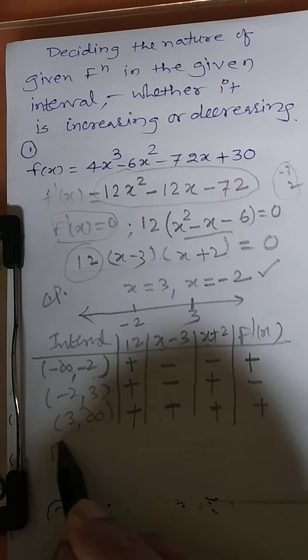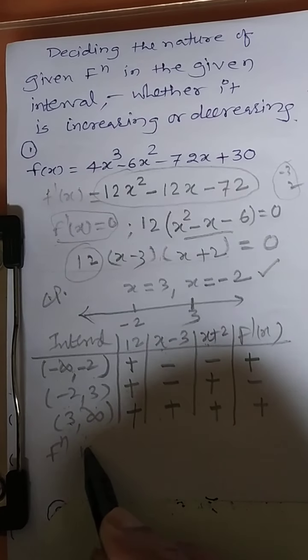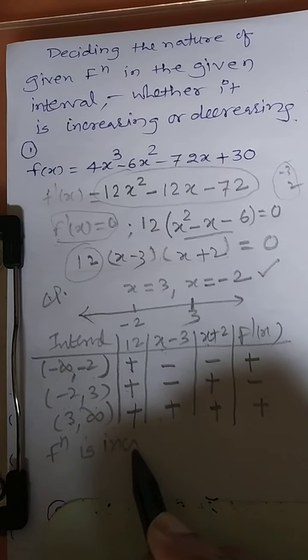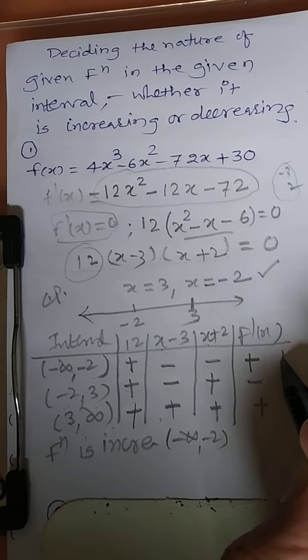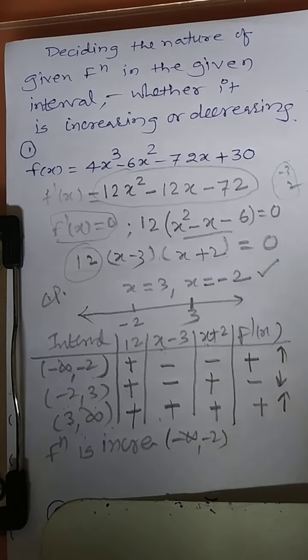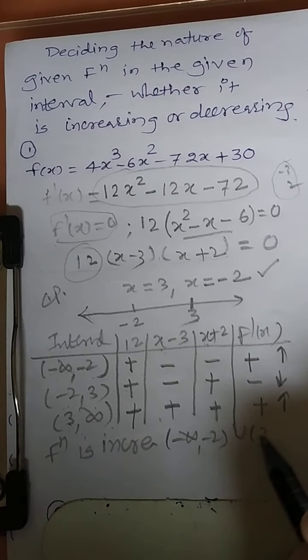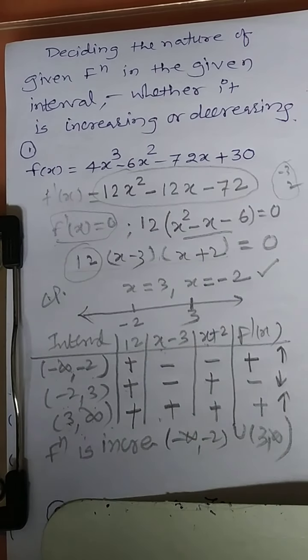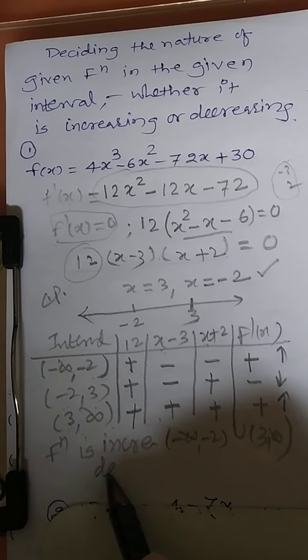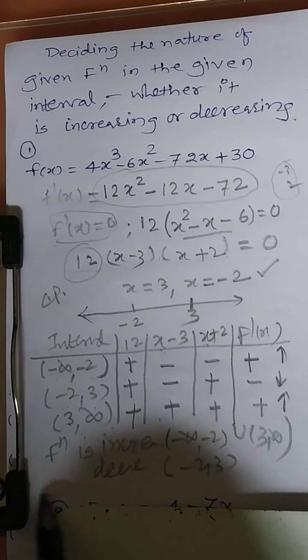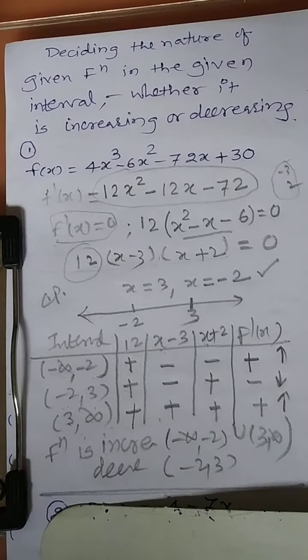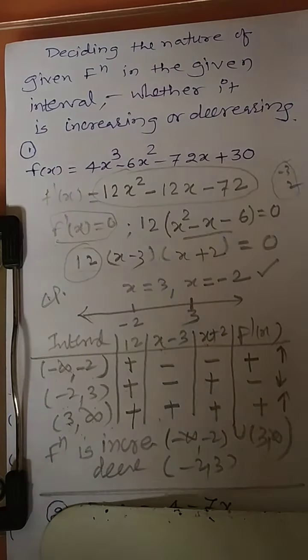So how should I conclude? In which interval is the function increasing? Minus infinity to minus 2. Where it is positive, there it is increasing. Over here it is decreasing. That is the way. So it is increasing in the union with 3 to infinity, and decreasing in the interval minus 2 to 3. So this is a way to decide whether a function is increasing or decreasing.